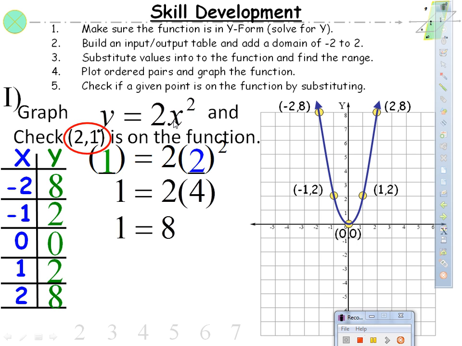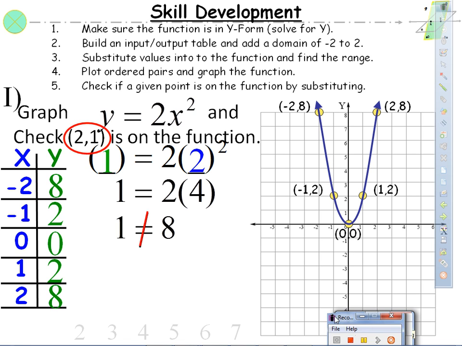Everybody understand that? Okay, copy that, please. Fairly simple. It's not that difficult. We already did it before with linear equations. Now we're doing it with quadratics. Copy that, please. Now check this out. So if they ask you, without graphing, is this point on this function or on this graph? You substitute values, and if it's not equal to this, then therefore it's not.